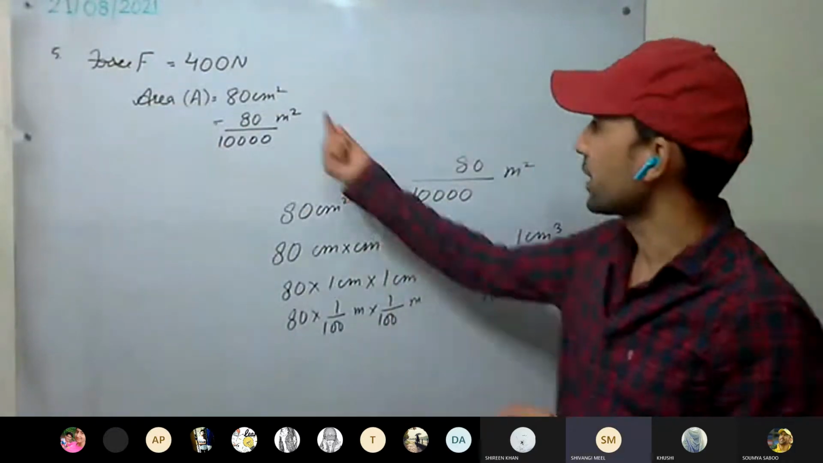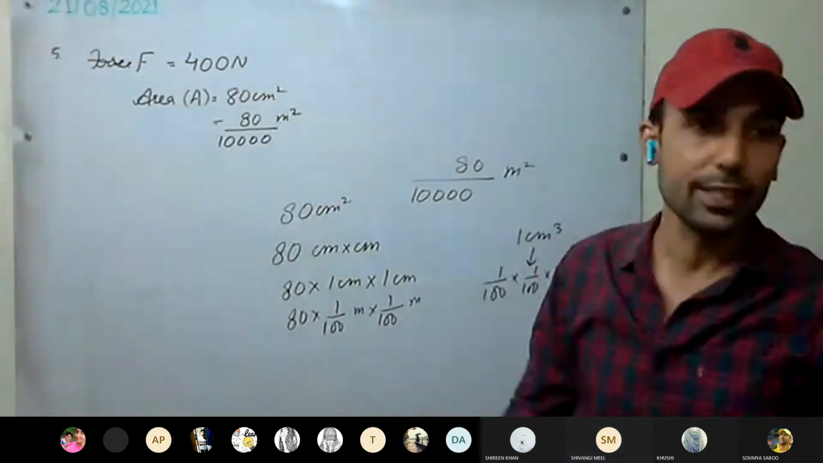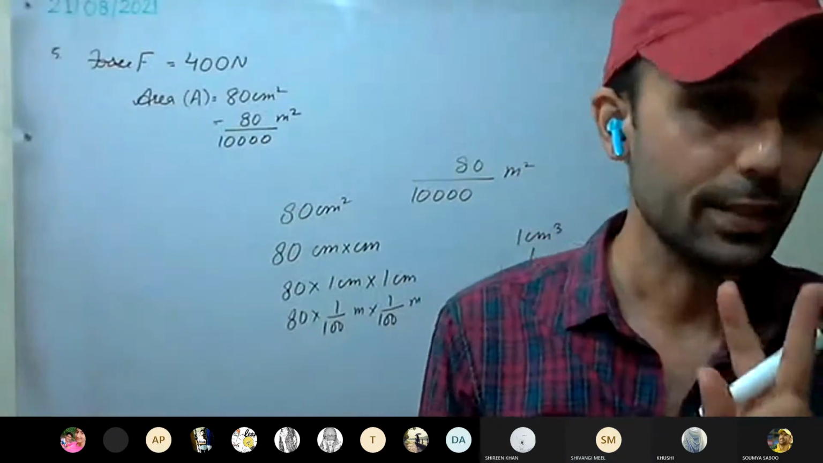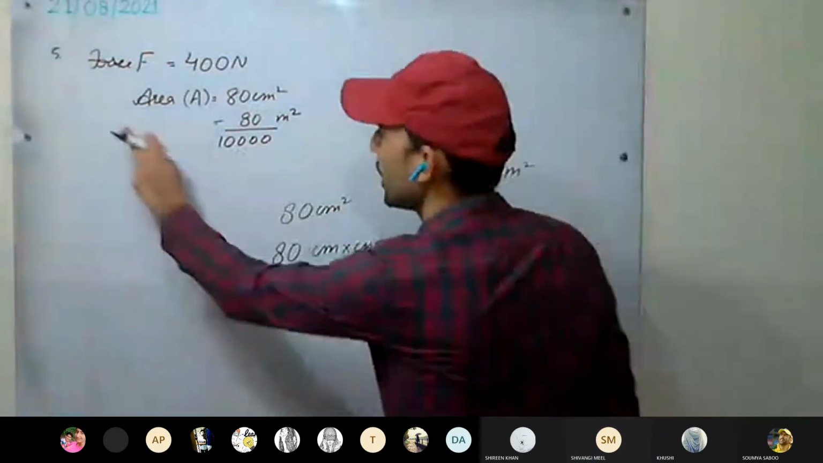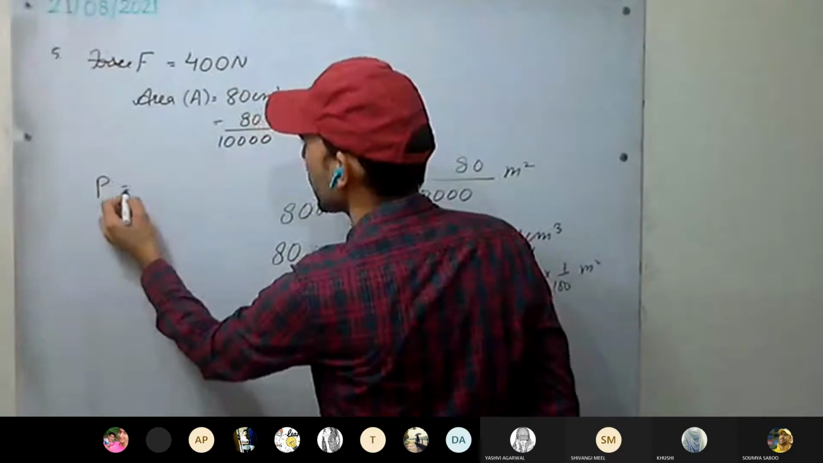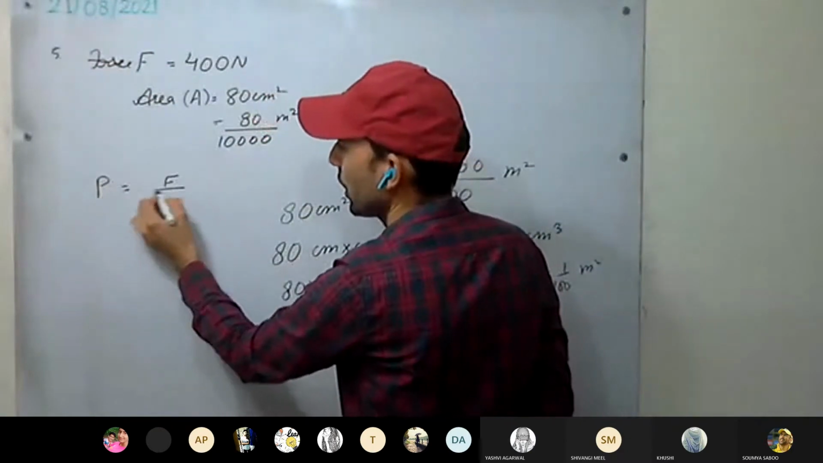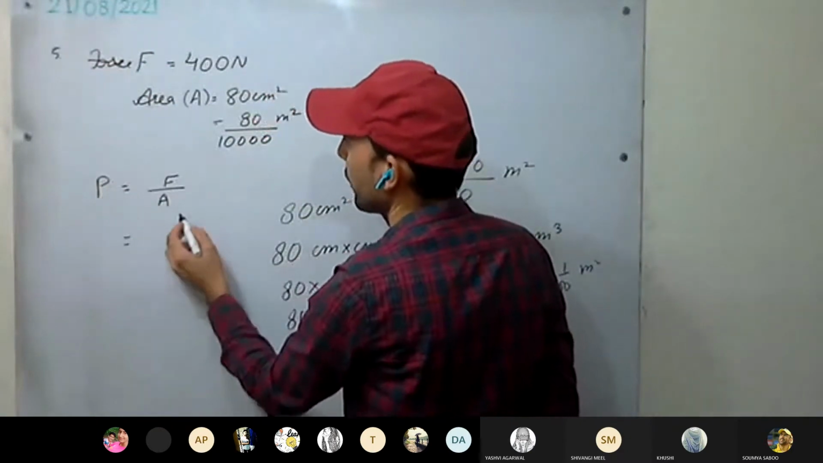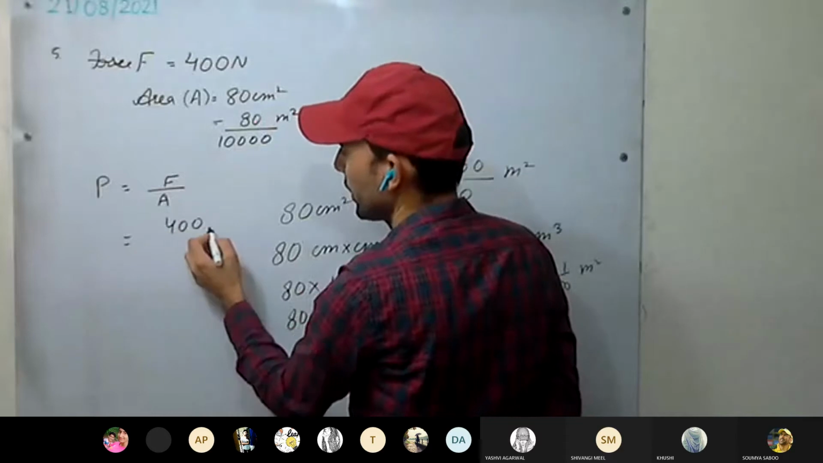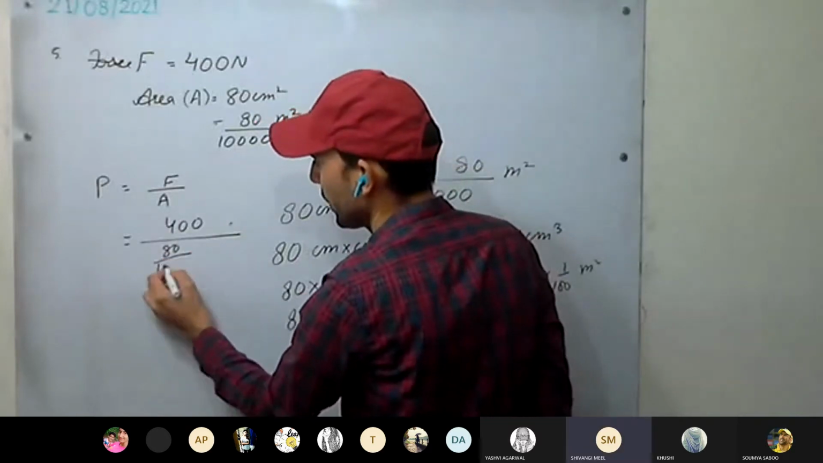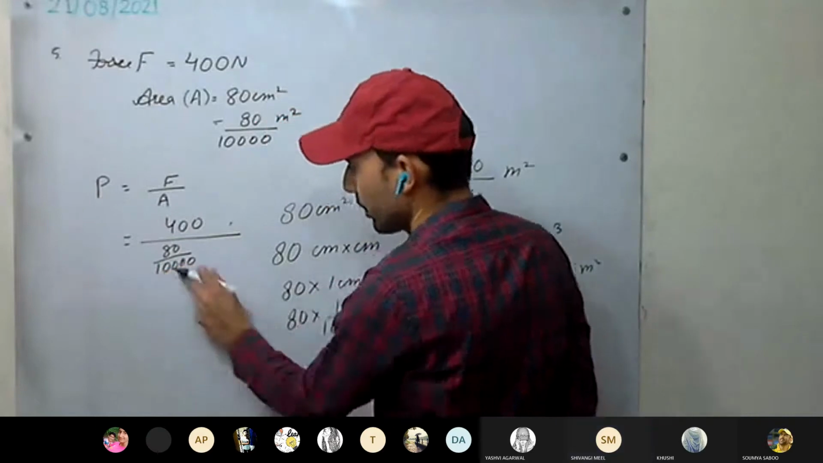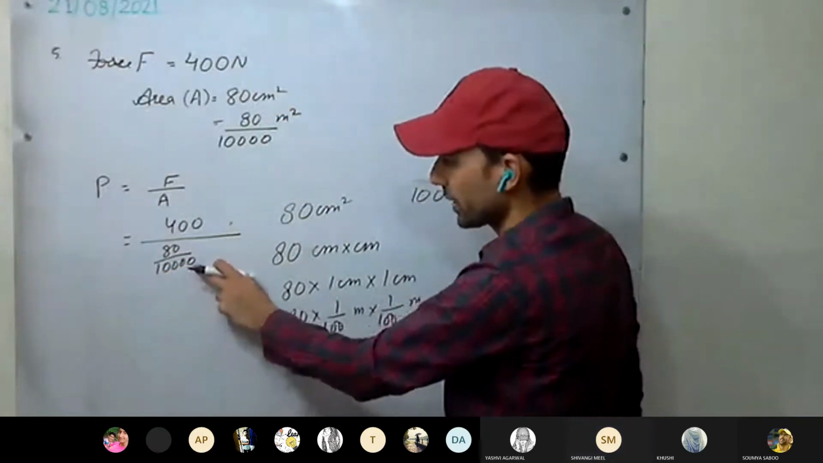4 zeros will be there here. Centimeter into centimeter, so there are 2 centimeters. Both we have to convert into meter. So this will be the area. Now calculate the pressure. Pressure is what? Force upon area. Okay, what is force? 400 Newton divided by 80 divided by 0.008.